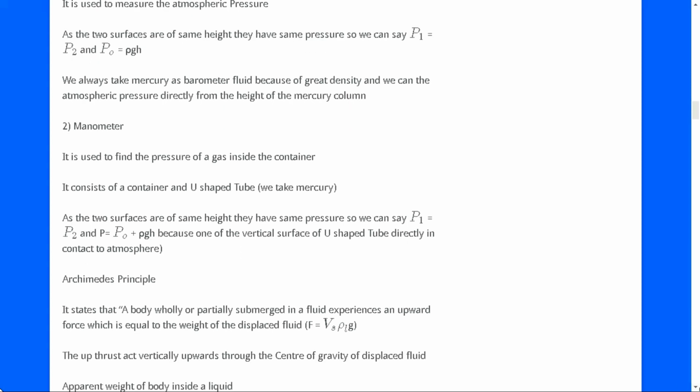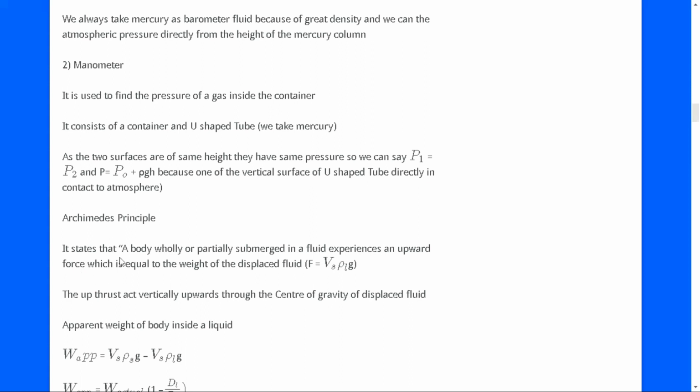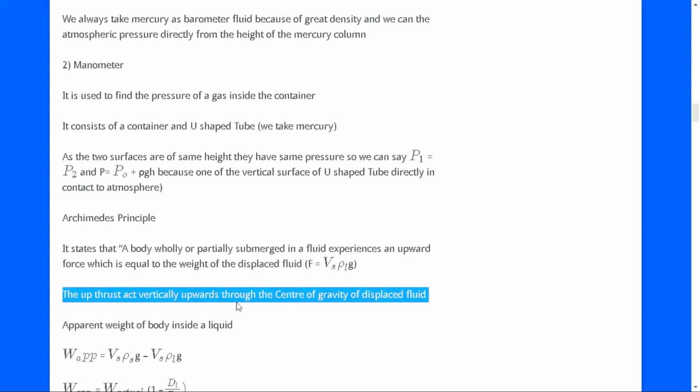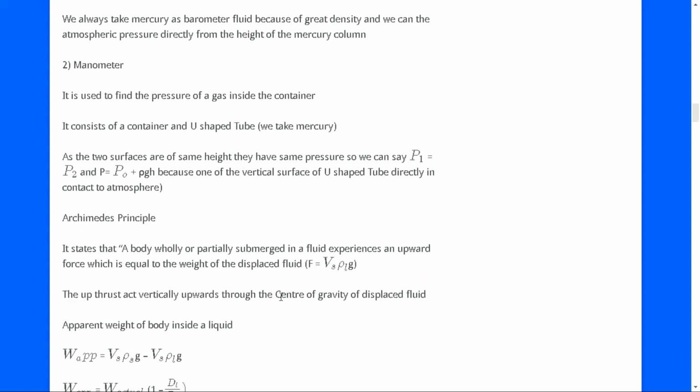Now, Archimedes principle. It states that a body wholly or partially submerged in a fluid experiences an upward force equal to the weight of the displaced fluid. Now, Wf is equal to mg, m is equal to density into volume. Here, density is for the liquid and volume is for the displaced fluid, into acceleration due to gravity. The upthrust acts vertically upwards through the center of gravity of the displaced fluid.